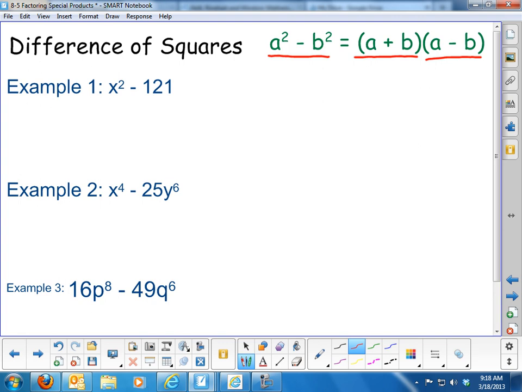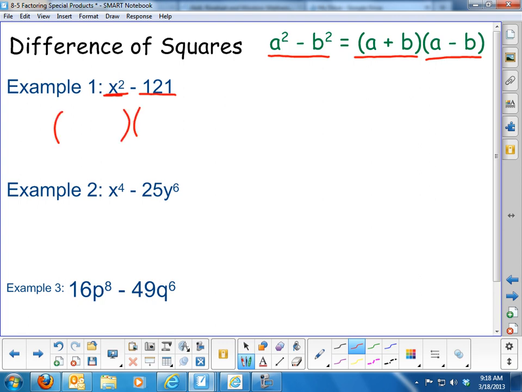The first thing that I'm always looking at is my first term, and I'm thinking to myself, is this a perfect square? And I know that x squared is a perfect square because that's x times x. And I'm thinking, is 121 a perfect square? Well, I know that 121 is 11 times 11, so yes, this is a perfect square.